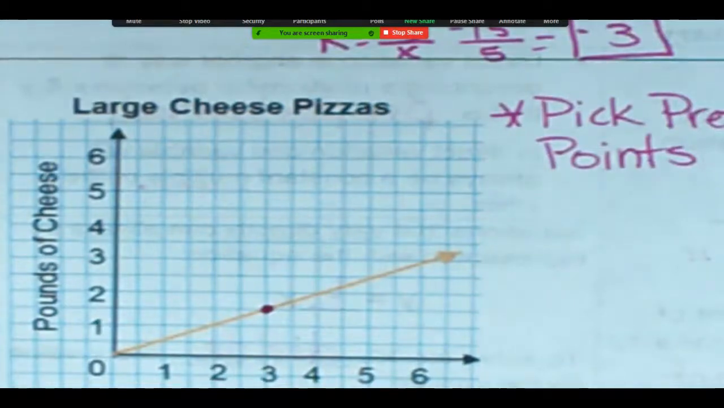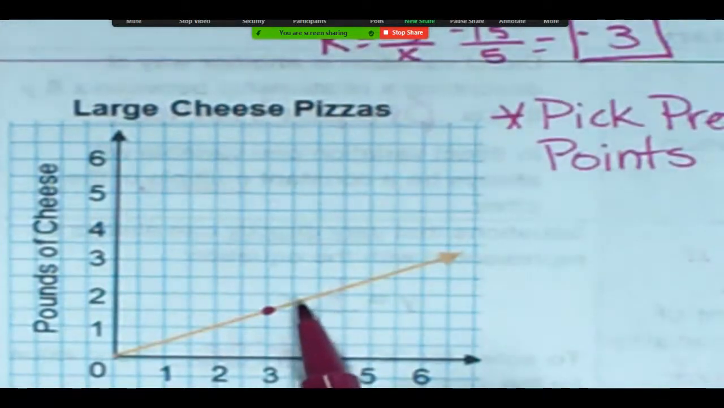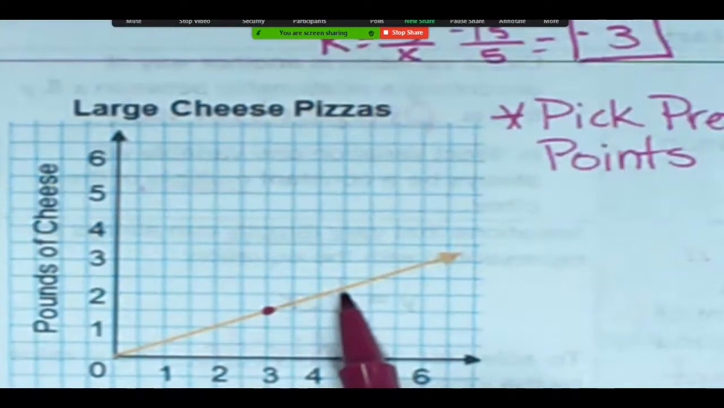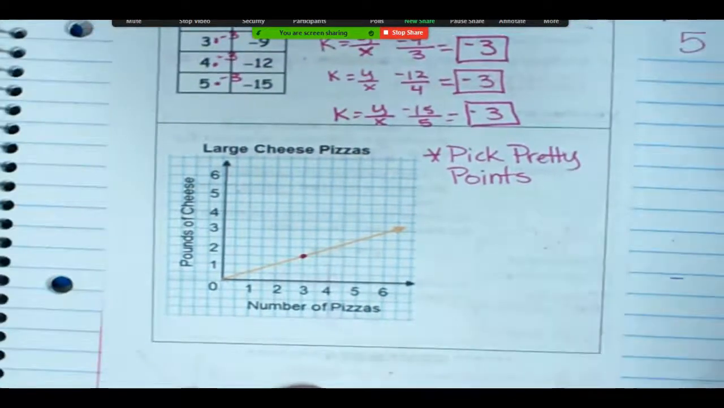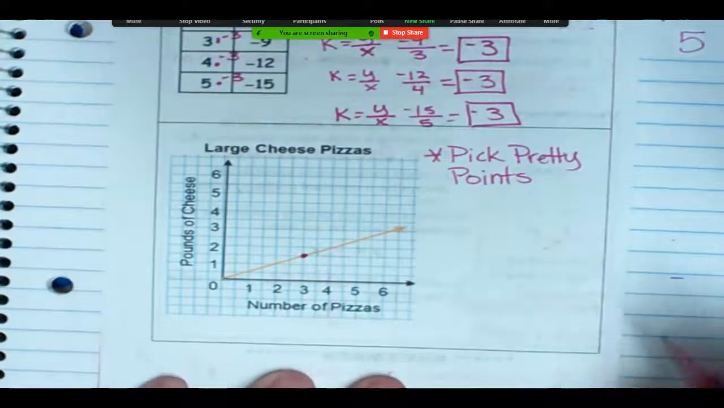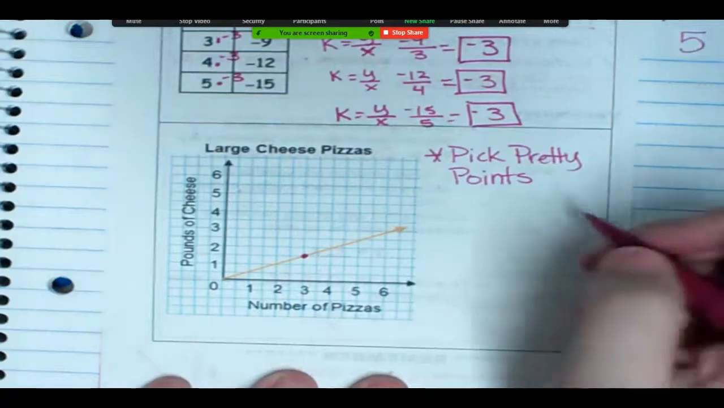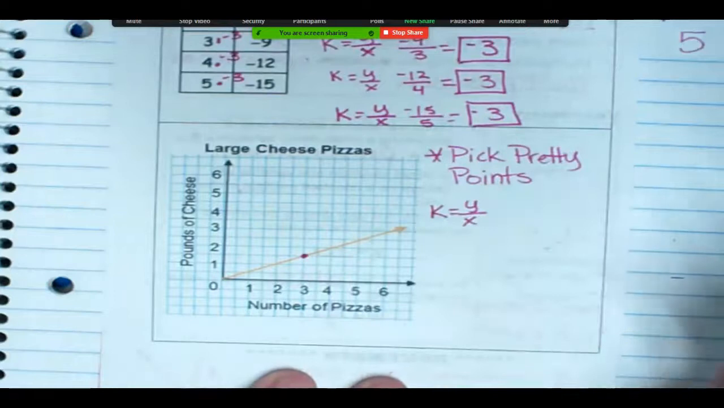The reason why we want to use pretty points is because if I had to estimate, sure, this one looks pretty easy that it's right in the middle, but this one right here is just barely above. That's a little bit harder to estimate. So if we use nice pretty points, we don't have to estimate. All right, so we're going to use this point. We want to find the constant of proportionality. What's the formula for constant of proportionality? Y divided by x. So on this point, what would be my y coordinate?